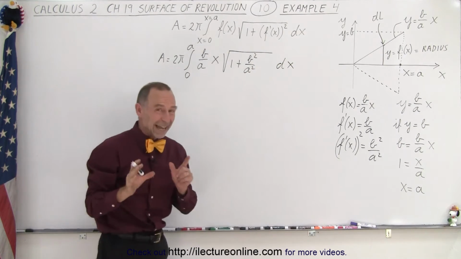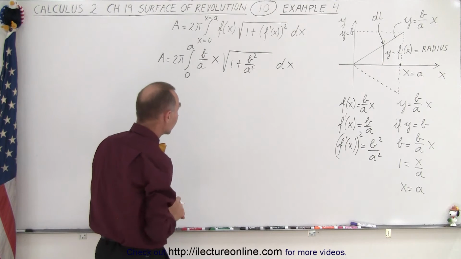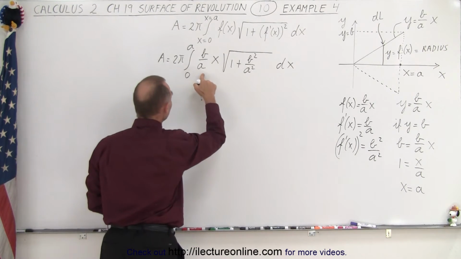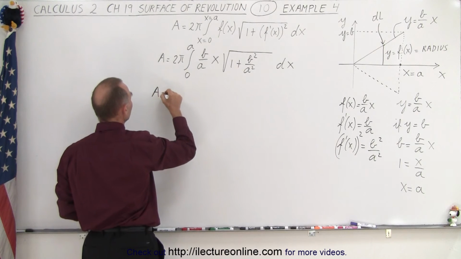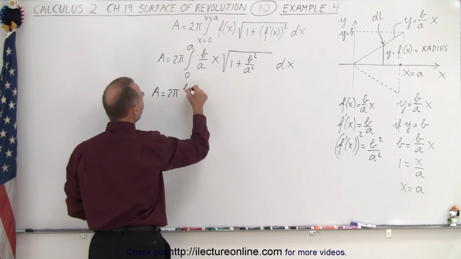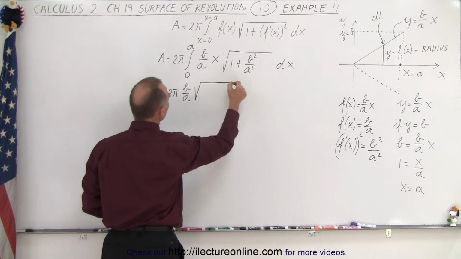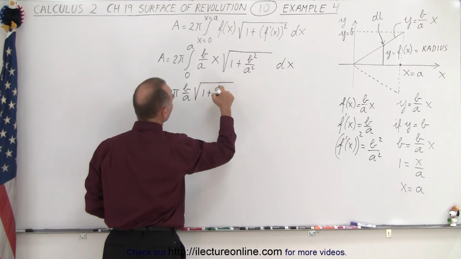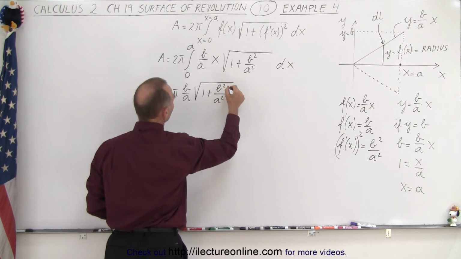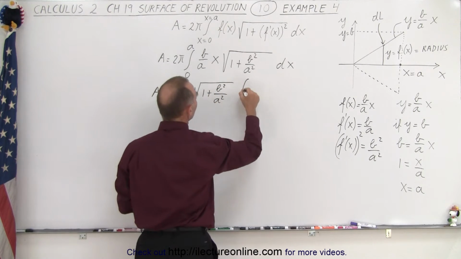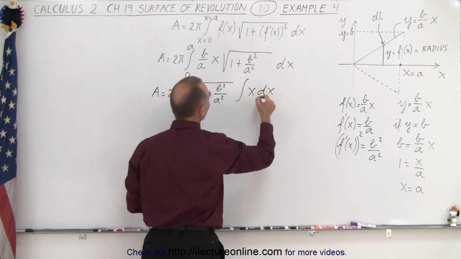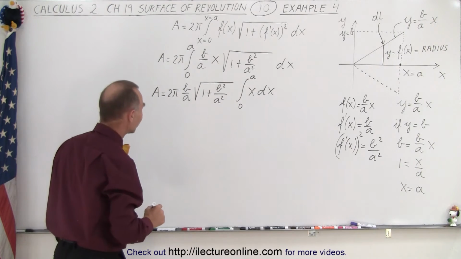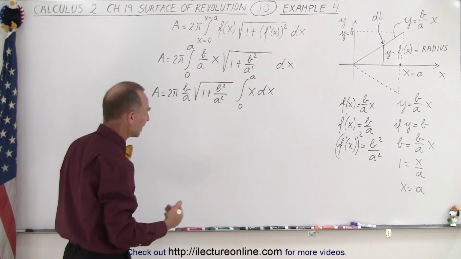And notice, luckily, everything inside the square root sign is a constant. So that comes out, this comes out as well, b over a. So we end up with A is equal to 2 pi times b over a times the square root of 1 plus b squared over a squared. And then we have the integral of x dx from 0 to a. And that, of course, is easy to integrate. That's unusual for these types of problems. We have an easy integral.